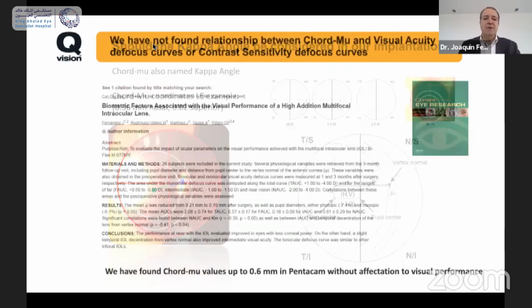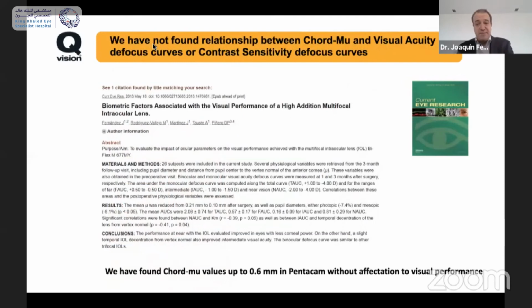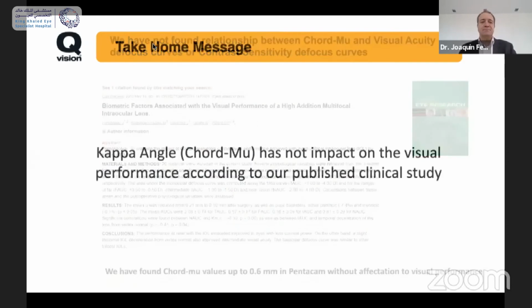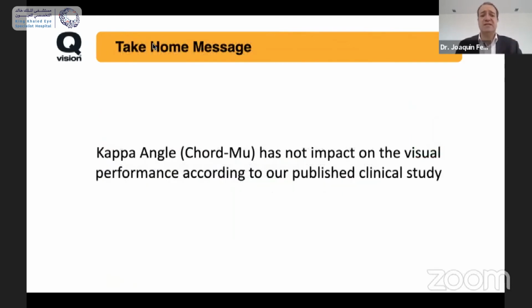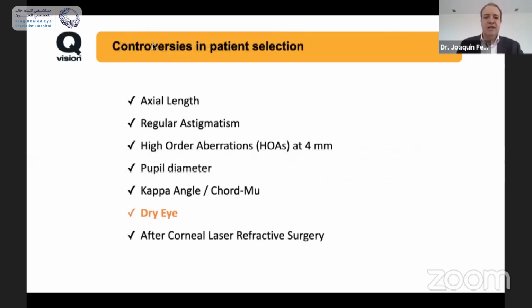In this paper, we published that we have found corneal values up above 0.6 millimeter in pentacam without any affection to the visual performance. So the take-home message is that the corneal value had no impact on the visual performance according to our published clinical study, at least below 0.6 millimeter.